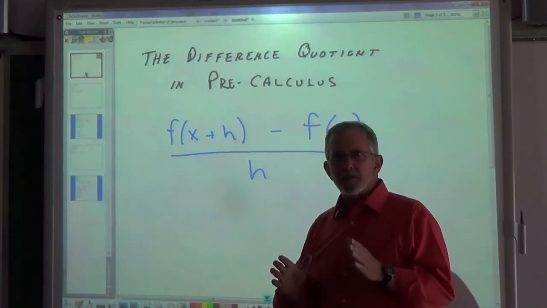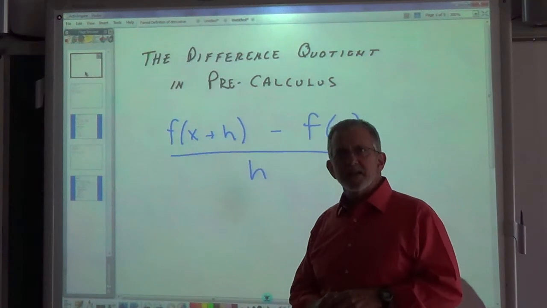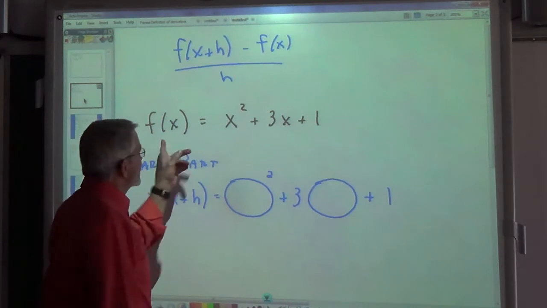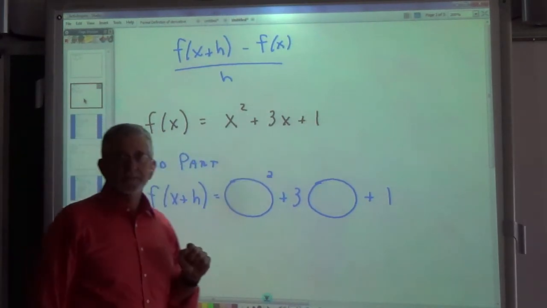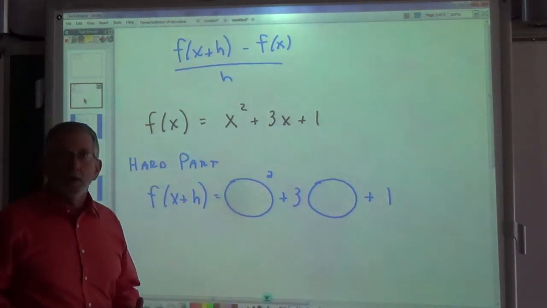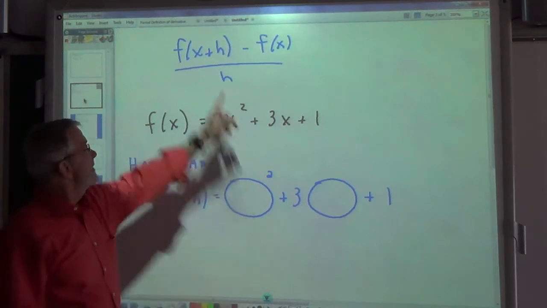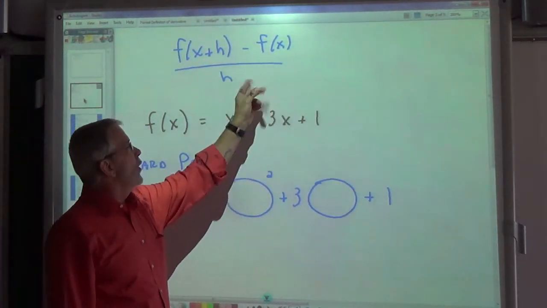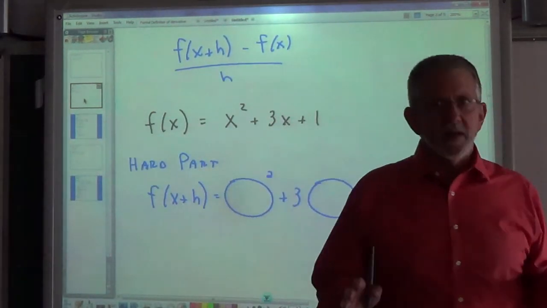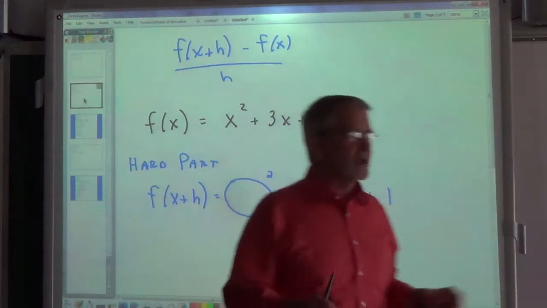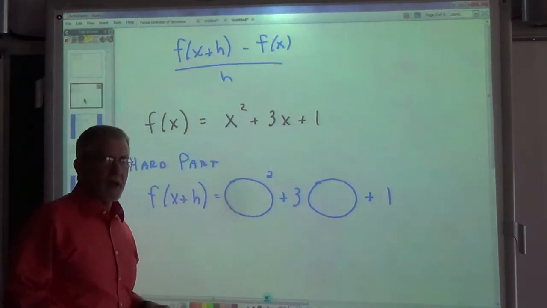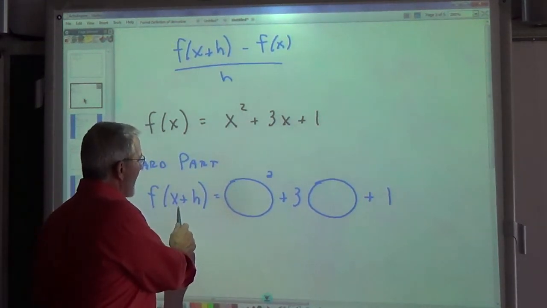What we're going to do is take a particular function and simplify this expression. Okay? So, example number one. Let's say I have this function right here, f of x equals x squared plus 3x plus 1. What do I want to know? I want to know what that difference quotient is, f of x plus h minus f of x over h. There's one hard part, and only one hard part, and the rest of it is simple algebraic manipulation. The hard part is this f of x plus h, and we're going to label that the hard part each time. So what I want to do is find f of x plus h.